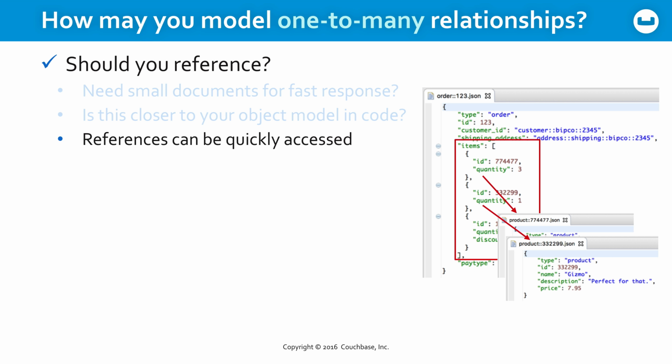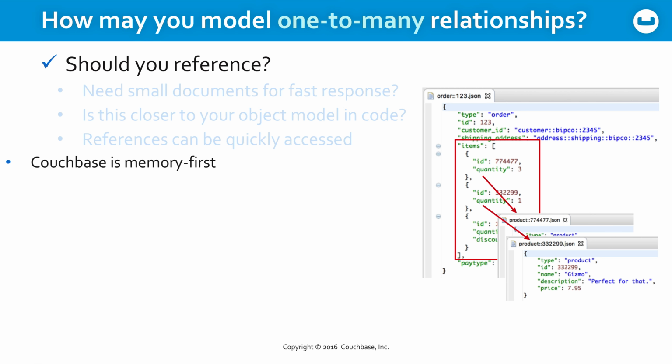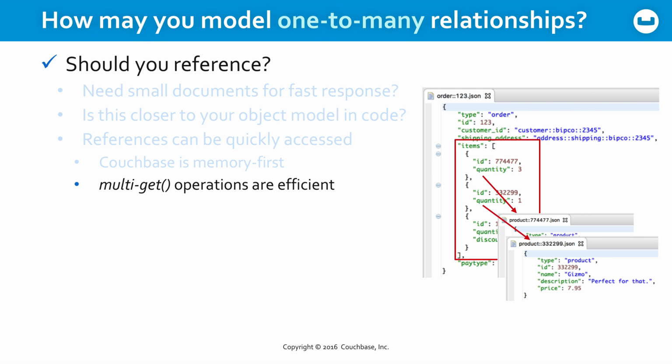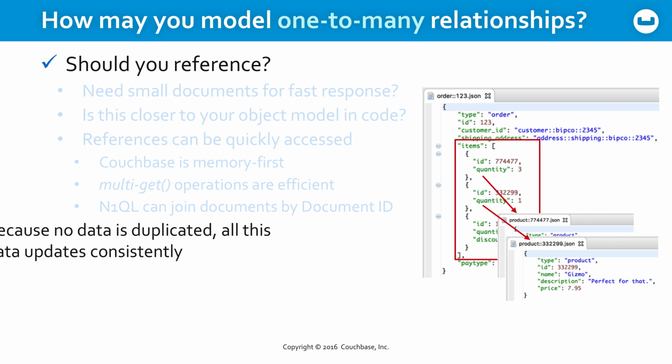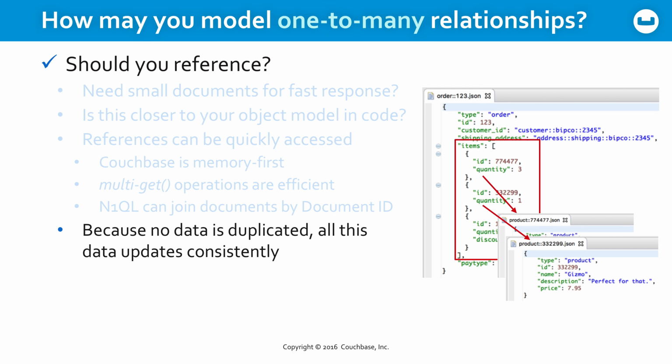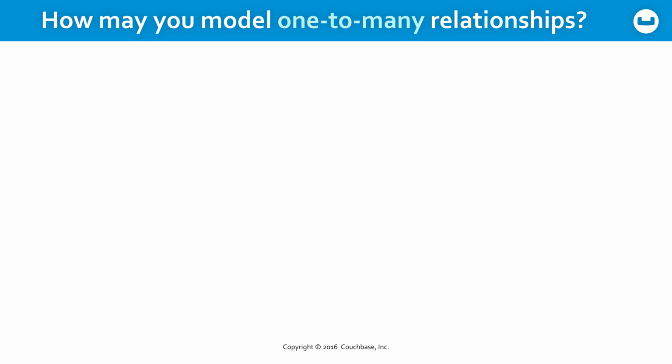Reference documents can be very quickly accessed from Couchbase. Remember, Couchbase is memory first. Multi-get operations are very efficient, and N1QL can join documents by document ID on the server before they get to the client. Because no data is duplicated in this scenario, it does mean that all the data updates consistently.